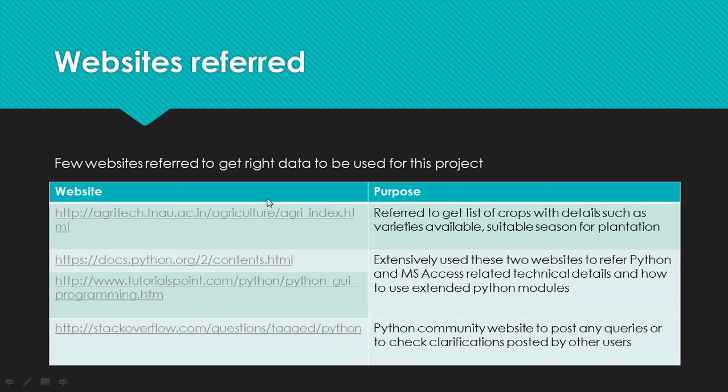So the websites referred to make this tool are shown here, and this agritech portal was the one which was referred to collect and generate all details like the crop varieties that are available and the soil conditions in which they grow to yield the best and stuff like those. And these websites that you see here are the websites related to Python, so that things like establishing a link between Python and a database and all those materials were extracted and learned from these websites, which you could also refer to in future if you want to use them.